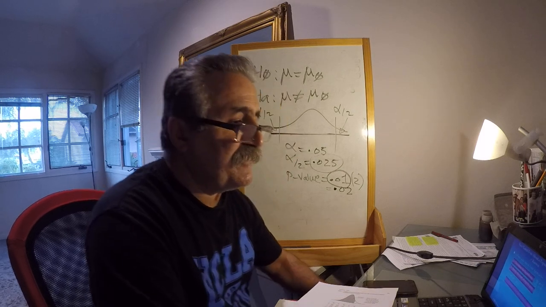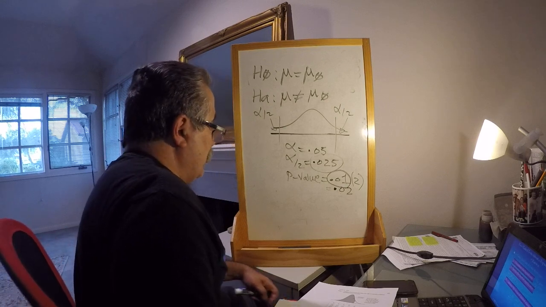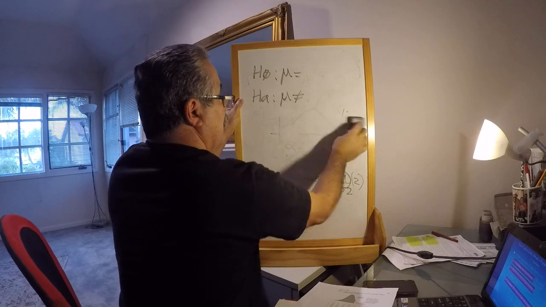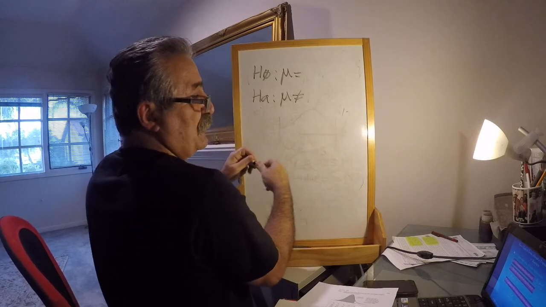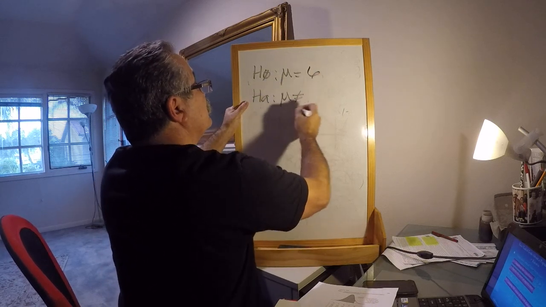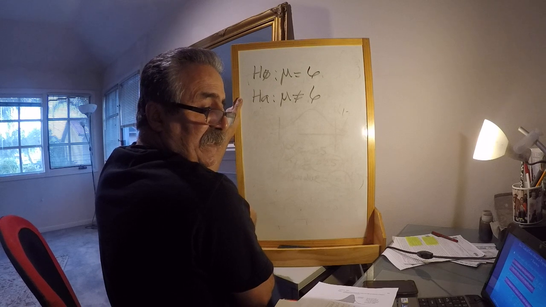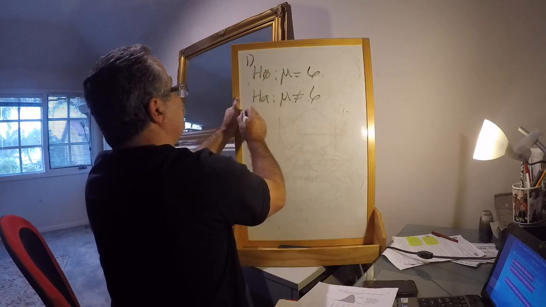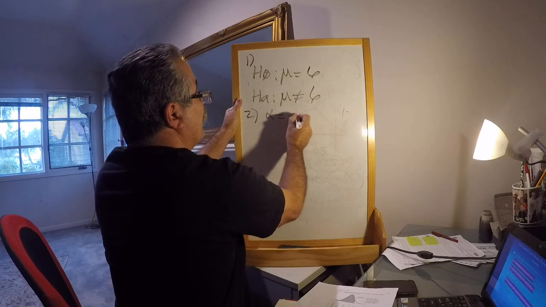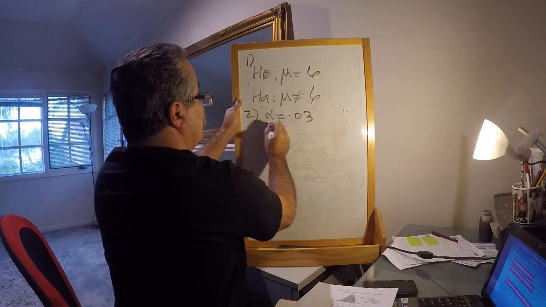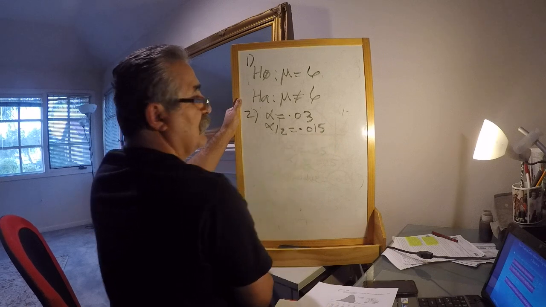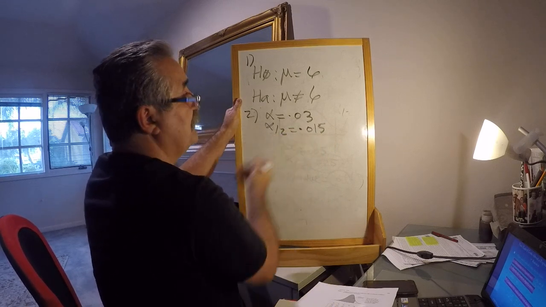Okay? The first thing we have to do is develop the hypotheses. So they say that the mean weight of the toothpaste is 6 ounces. H0: equal to 6, HA: not equal to 6. This is step number 1. Step number 2, specify the level of significance. Alpha is equal to 0.03. Alpha over 2 is equal to 0.015. Right? Half of the alpha.